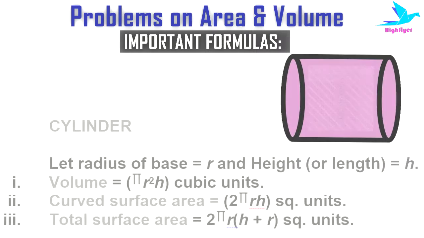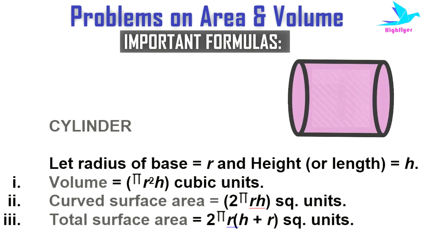Then we'll talk about cylinder. Let radius of base be R and height or length equals H. Then volume equals pi r square H cubic units. Curved surface area equals 2 pi r H square units. Total surface area equals 2 pi r whole into H plus r square units.